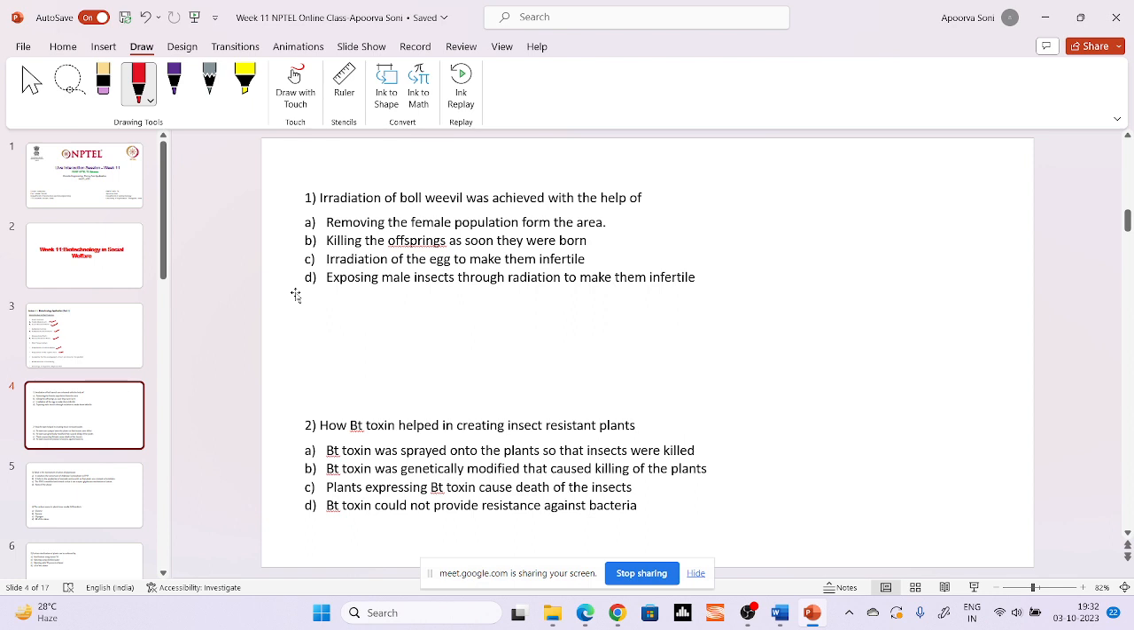So the first question is: eradication of boll weevil was achieved with the help of removing the female population from the area, killing the offspring as soon as they were born, irradiation of the eggs to make them infertile, or exposing male insects to radiation to make them infertile. So what do you think is the answer?